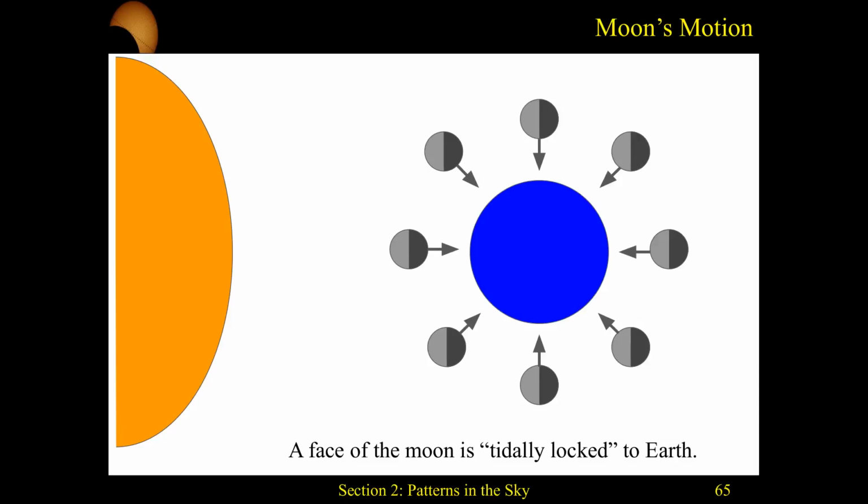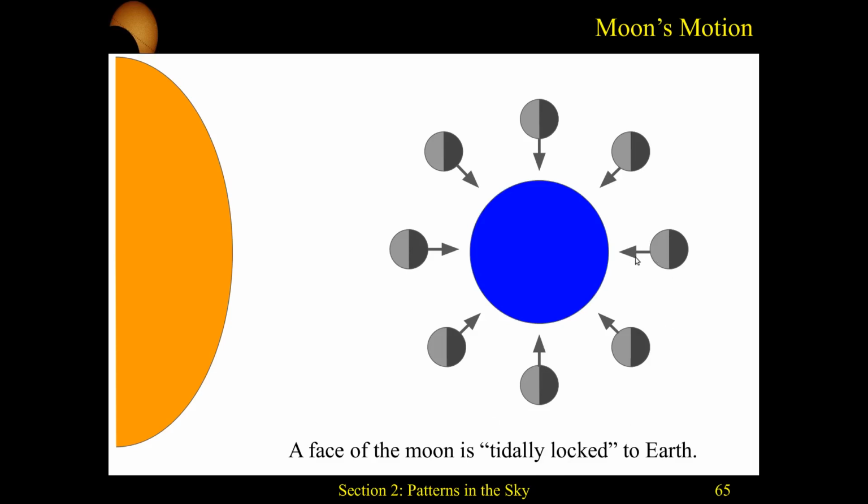Moving along, let's talk about the positions of Sun, Earth, and Moon now. We're going to refer to this now as just the Moon's motions. Well, the big thing we want to point out here is that the Moon is, as we say, tidally locked to the Earth. What do we mean?